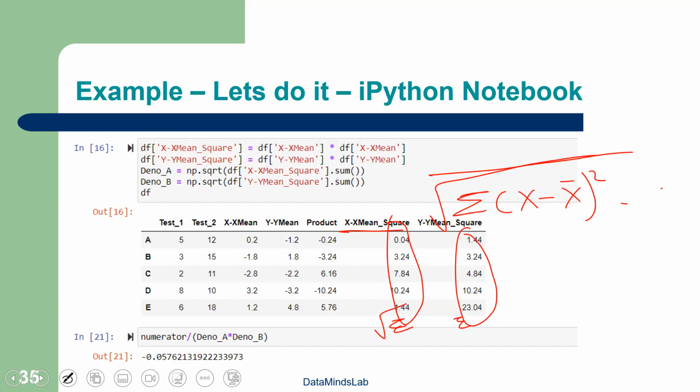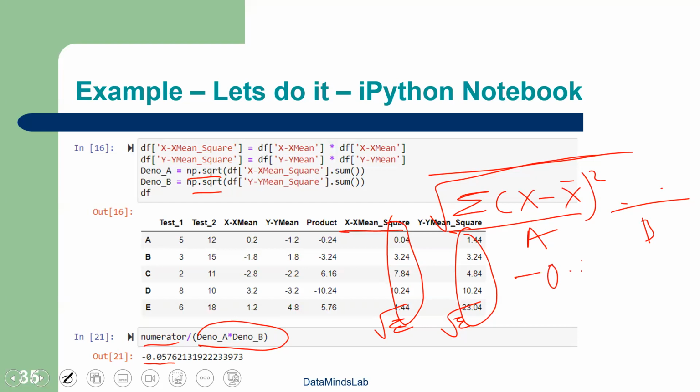Then you take the square root of this. That's what we are doing here, np.sqrt of that, for the whole sum. Then this will become two parts: this is a and this part is b. I have to take the product of it, the denominator b. So that's what I'm doing here. Then take the numerator and divide it. So this is what I will get.